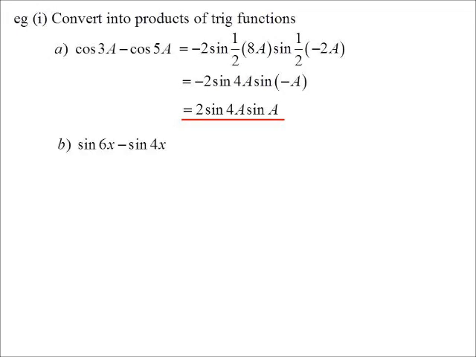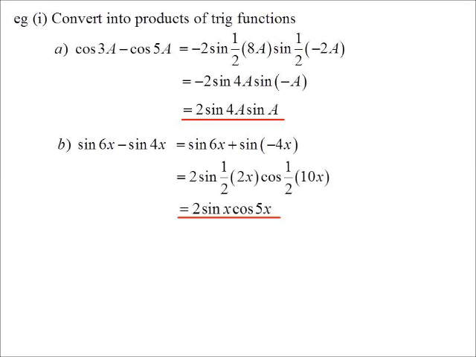Sine minus sine. Remember the formulas were sine plus sine, cos plus cos, cos minus cos. We didn't have a sine minus sine. The reason we didn't bother is because I can turn that negative sine 4x into sine of negative 4x, because sine is, of course, an odd function. Very good. So we get 2 sine half sum cos half diff.